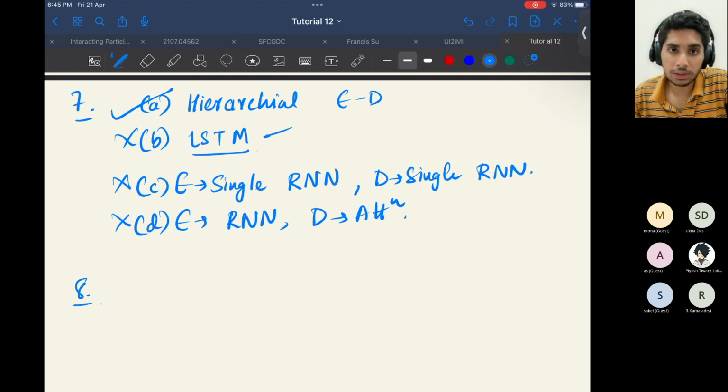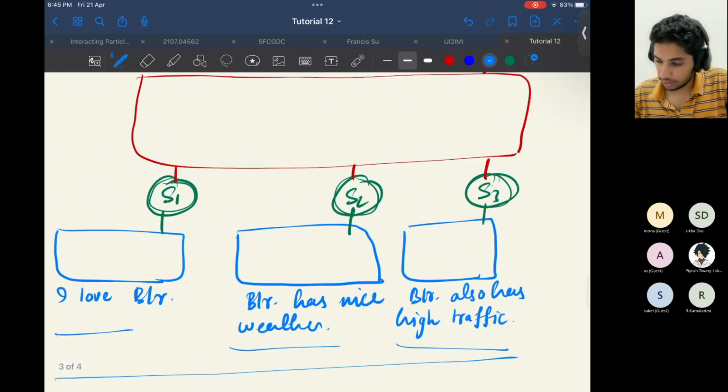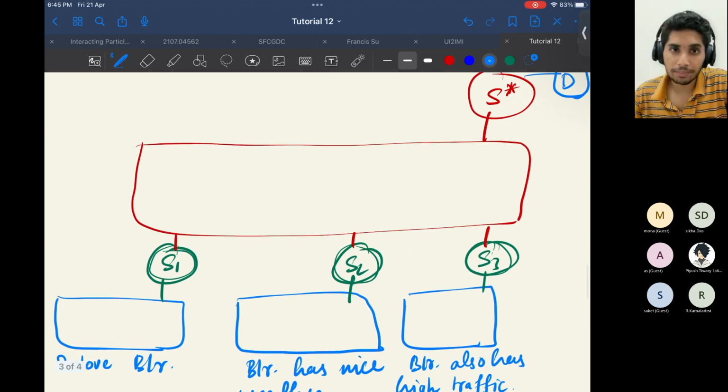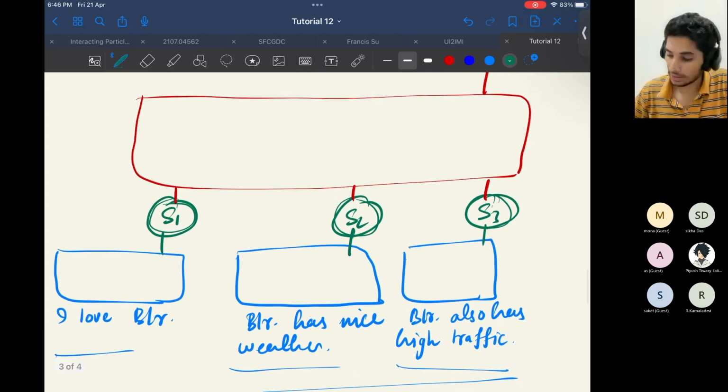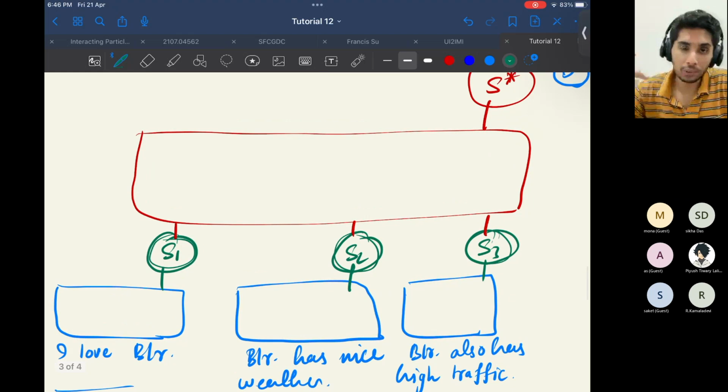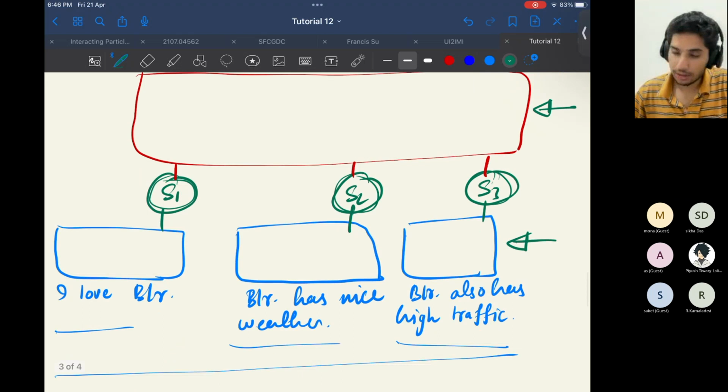The eighth question says that we are using a hierarchical encoder decoder network for a document summarization task. What is the number of levels at which we need to implement the attention mechanism? We have not seen attention yet, but I hope you have read about it. So, hierarchical encoder decoder: just keep this in mind. This example had two hierarchies. This was the first hierarchy, and this was the second hierarchy.